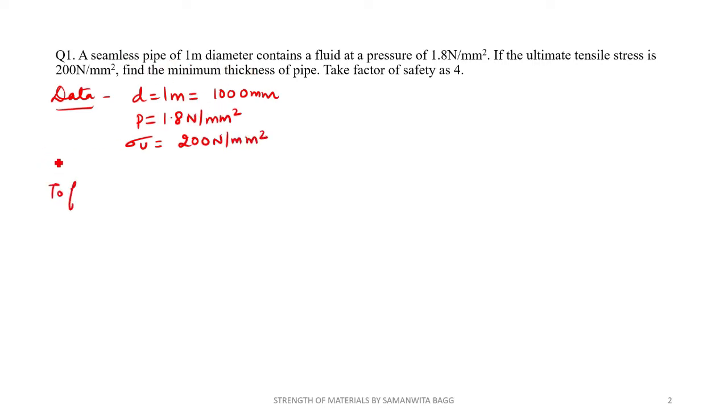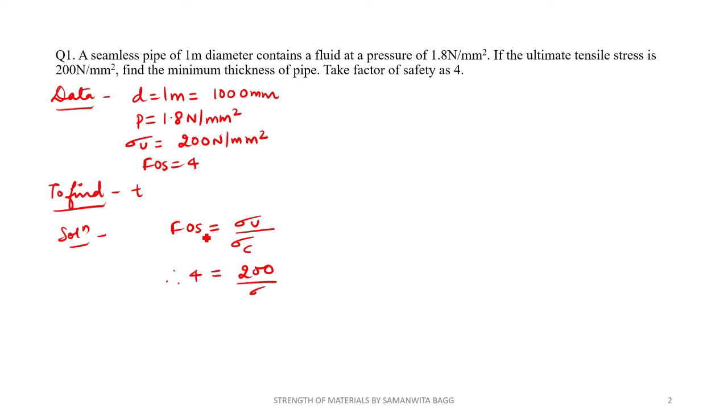So I need to find the thickness T. Take factor of safety as 4. FOS value is given to me as 4. We know for factor of safety, the formula is ultimate stress upon the working stress. So let me call the working stress as sigma C. Therefore, 4 is equal to 200 upon sigma C. So therefore, my sigma C turns out to be 50 Newton per mm square.